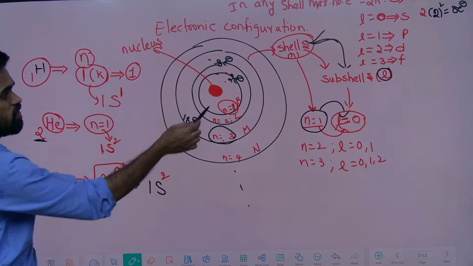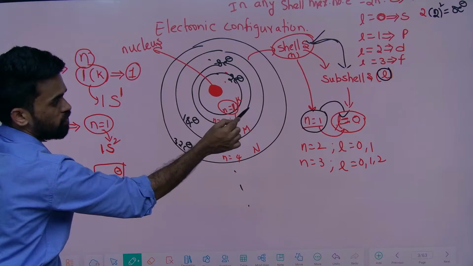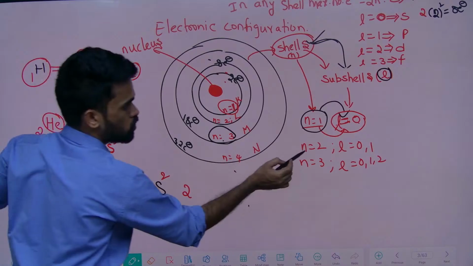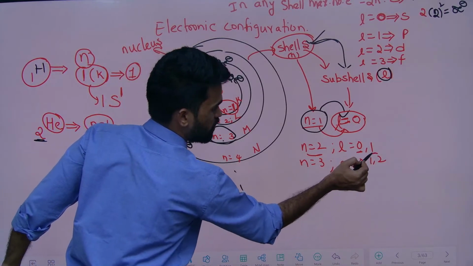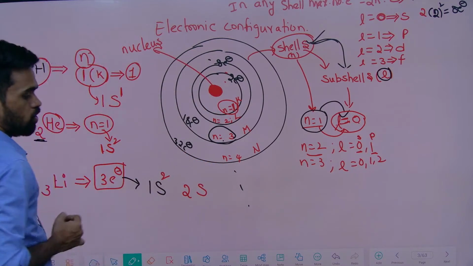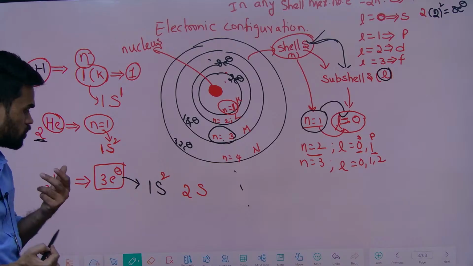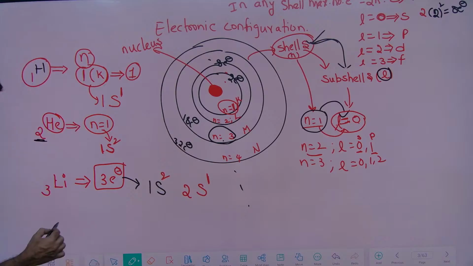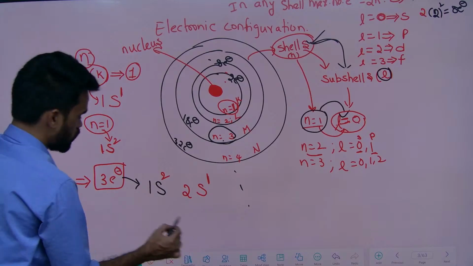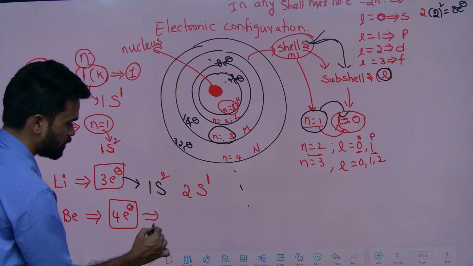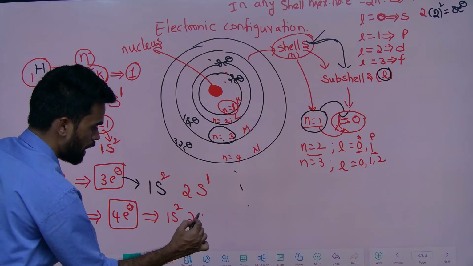The first shell is filled now, so the next electron should go to the second shell, n equals 2. With 2, what are the possible L values? 0 and 1. 0 means s, 1 means p. So 2s. Out of these 3 electrons, 2 are over here, and one more you can put here. Next, after hydrogen, helium, lithium, comes beryllium. The atomic number is 4, so 4 electrons. How can you fill these 4 electrons? It is 1s2, 2s2.